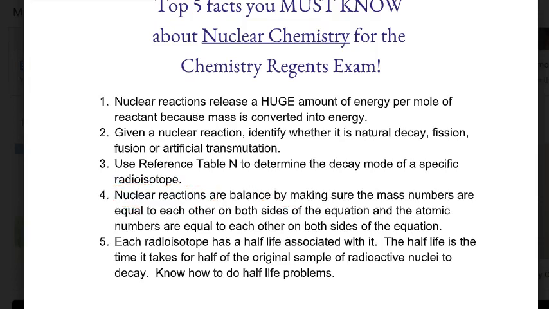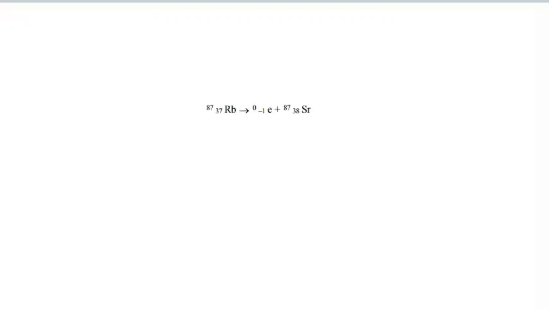Let's take a look at a nuclear reaction. Showing you the example that's the trickiest, and that is that you have beta decay going on here, and we have to watch that -1.